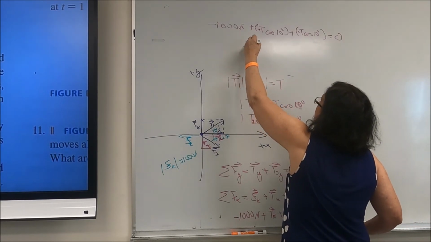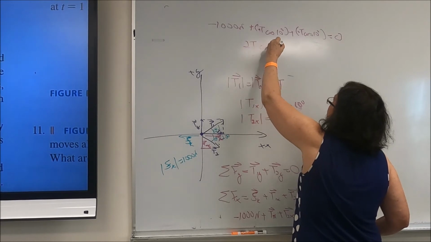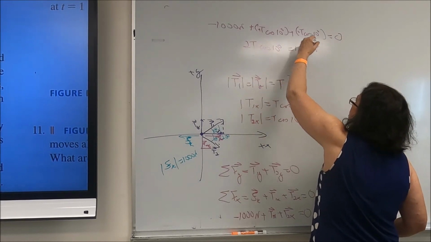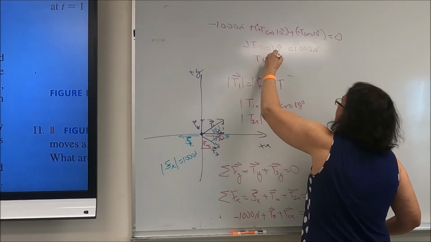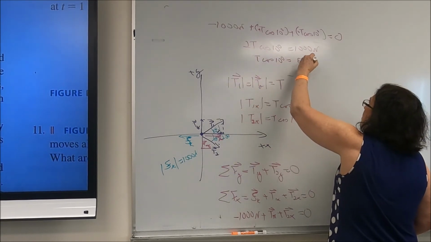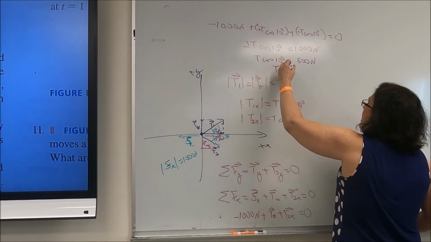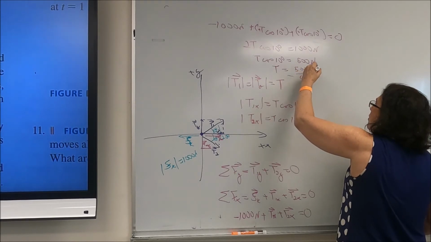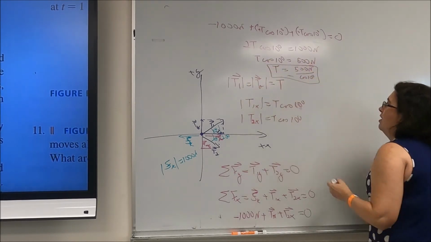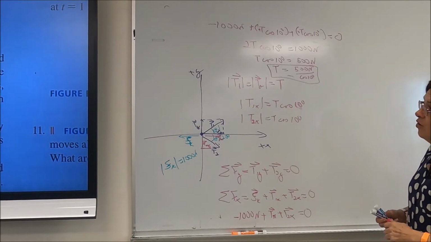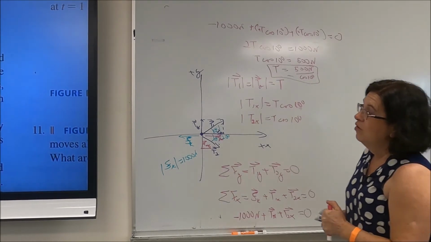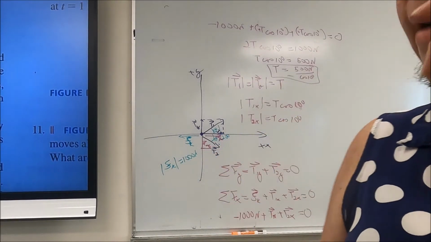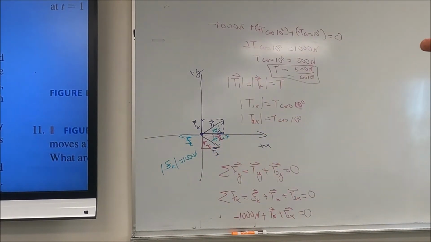So I have 2T cosine 10 degrees is equal to 1,000 newtons. So T cosine 10 degrees is equal to 500 newtons. So T in magnitude is going to be 500 newtons divided by the cosine of 10 degrees. Again, you guys can finish out the math by plugging it into your calculator. Okay, so a straightforward problem. The reason I like this one is we have to start breaking our forces up into x and y components and think about the way things are related.